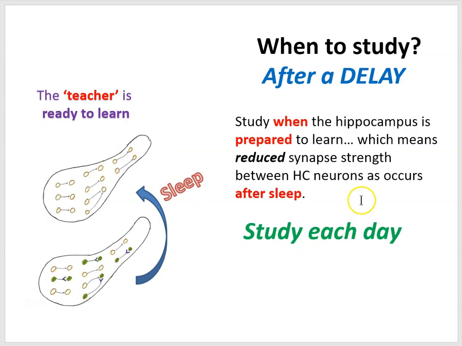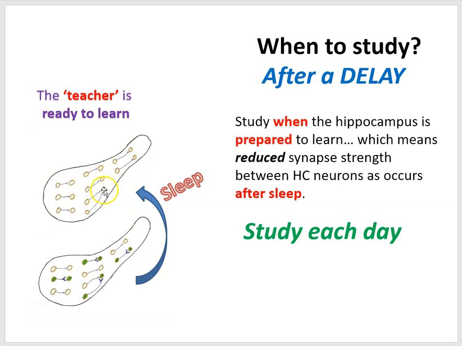What about when to study? Well, basically after a delay. So we want to study when the hippocampus is prepared to learn, which means reduced synapse strength between hippocampal neurons as occurs after sleep. You'll recall we learned that sleep is thought to reset the hippocampal synapses. So we've got strong synapses here due to the day's learning. We're going to do system consolidation to strengthen the cortical memory traces, but then we're going to weaken the synapses in the hippocampus to prepare for new learning.